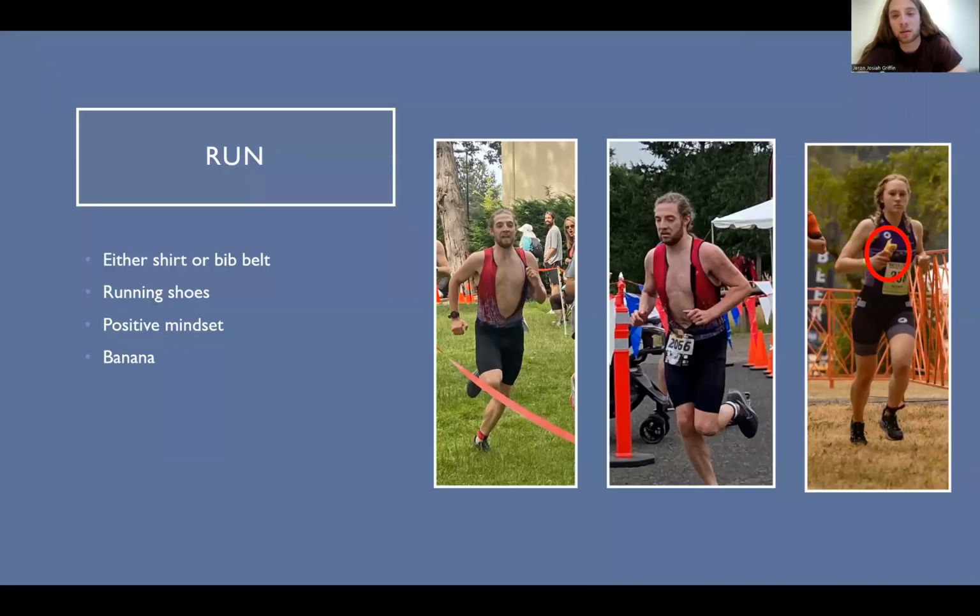Okay, the run's a little bit easier. You're gonna get a race bib in your packet pickup, so you either need a shirt or a bib belt like I have here. It's a belt that goes around my waist. Those are good to have. That way you don't have to stick on a whole shirt, but otherwise you need a shirt you can clip your race bib onto. And then running shoes, and then obviously a positive mindset.